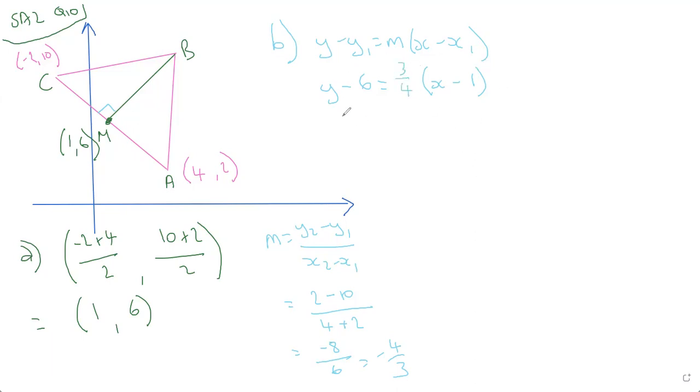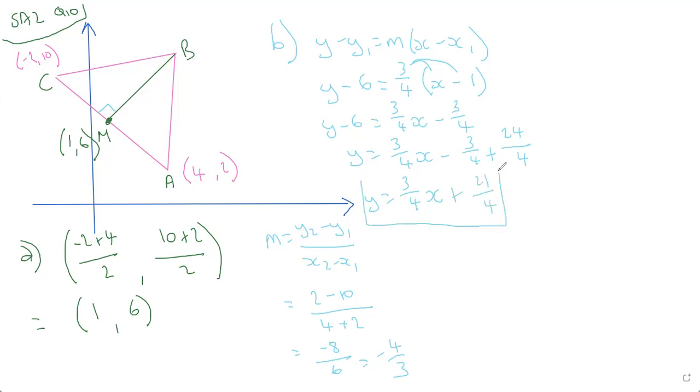Right, now I can keep using this. So I'm going to distribute. So y minus 6 equals 3/4 x minus 3/4. And I'm going to bring my 6 across and add it to -3/4. I'm going to have to make it quarters so that I can put these two things together. So 6 is 24/4, because 6 times 4 is 24. So then y is 3/4 x plus 21/4. There is the equation of line MB.